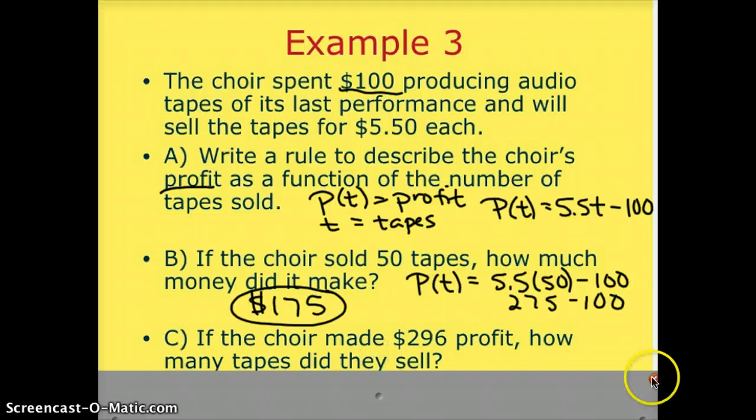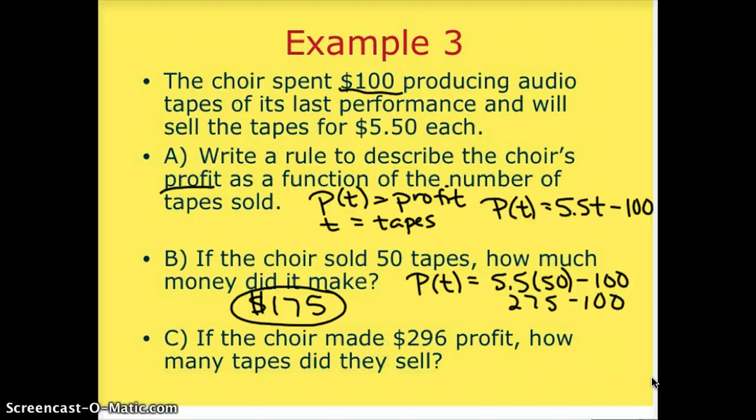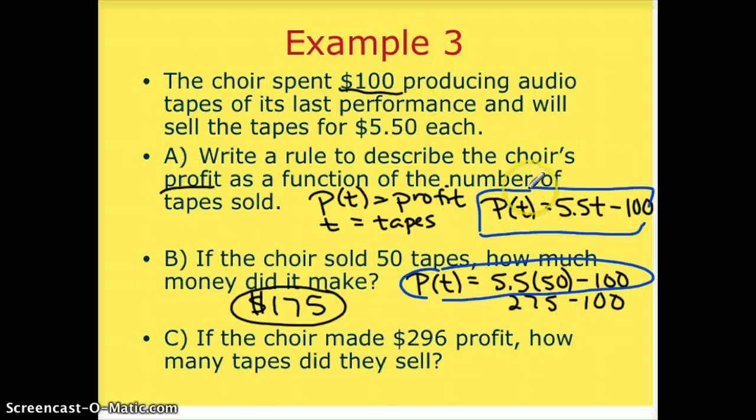Okay. This one says if the choir made $296 profit, how many tapes did they sell? So again, I'm going to go up to my original equation here, this one actually. P of t equals 5.5t minus 100. This time I know P of t, I know my profit. So 296 equals 5.5t minus 100.